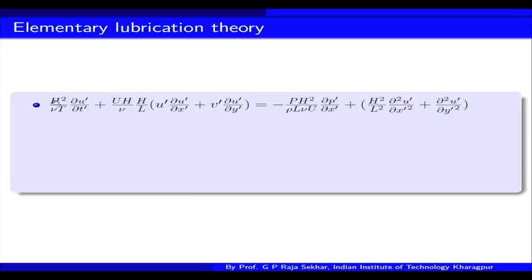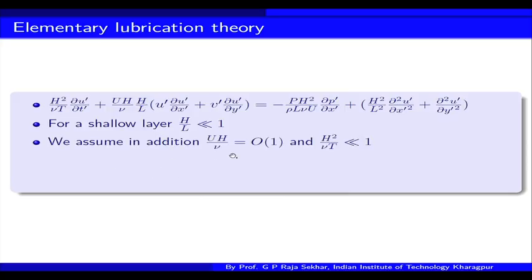Then here, h square by nu is the diffusion time. So exactly you are getting the non-dimensionalization of T, T has to be of order h square by nu. So for a shallow layer, that is the lubrication approximation, h by L is much smaller than 1, so we assume this is small. Now, our aim is to study the approximation under small aspect ratio.